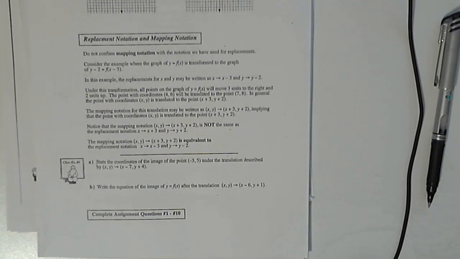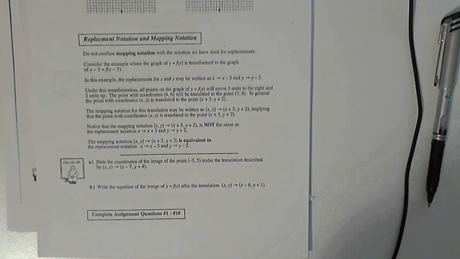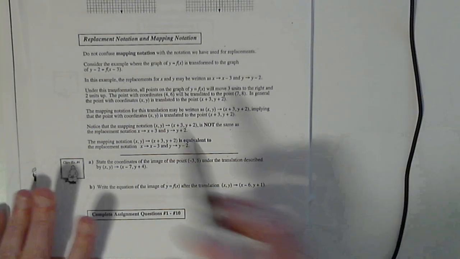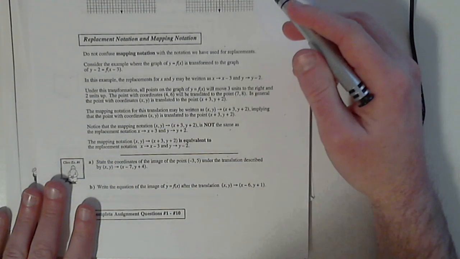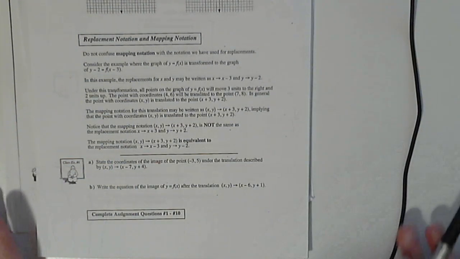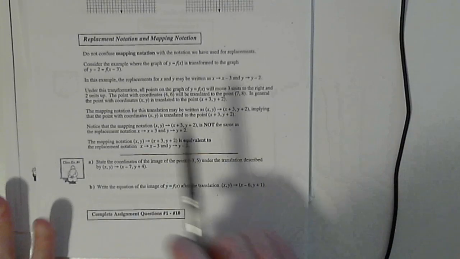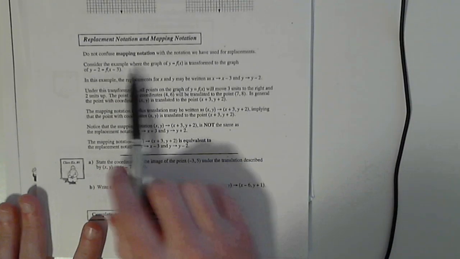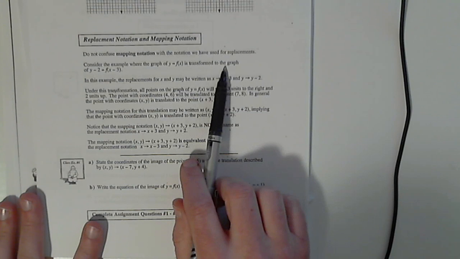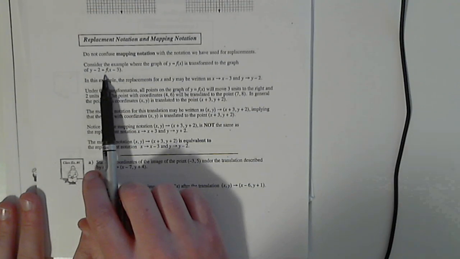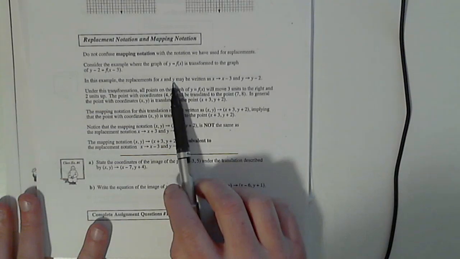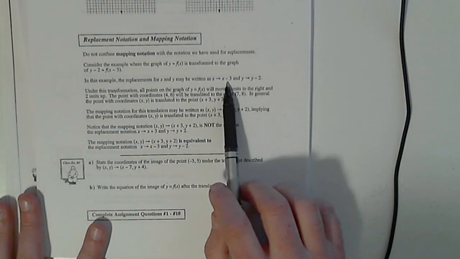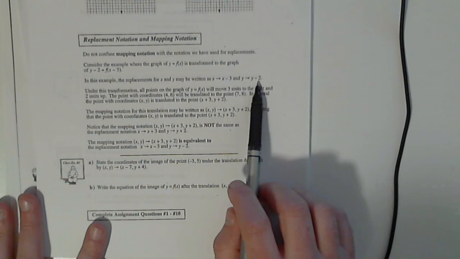Okay, replacement notation and mapping notation. Do not confuse mapping notation with the notation we have used for replacements. Replacement notation is what we have been using. Mapping notation works a little bit differently. Consider the example where the graph y equals f of x is transformed to the graph y minus 2 equals f of x minus 3. In this example, the replacement of x and y might be written as x minus 3 and y minus 2.